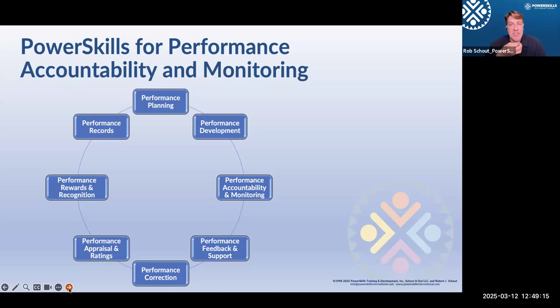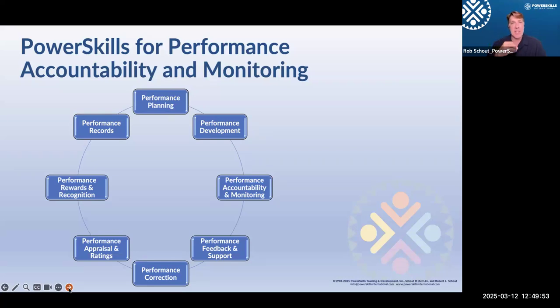It also includes performance development. So once they know what to do, assessing can they do it? Do they have the skills, the knowledge, the capabilities, the aptitudes, or the character to do what you're asking them to do? And we develop performance development plans. We also provide coaching, support, advising, problem solving, training, a whole bunch of things to help employees develop. But then, as they are developing and as they're applying that development, we engage in performance accountability and monitoring.